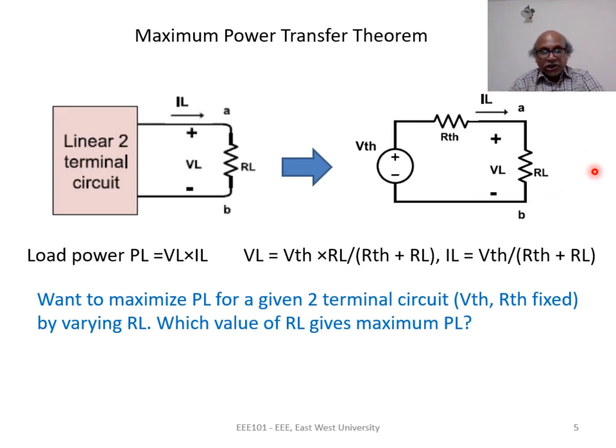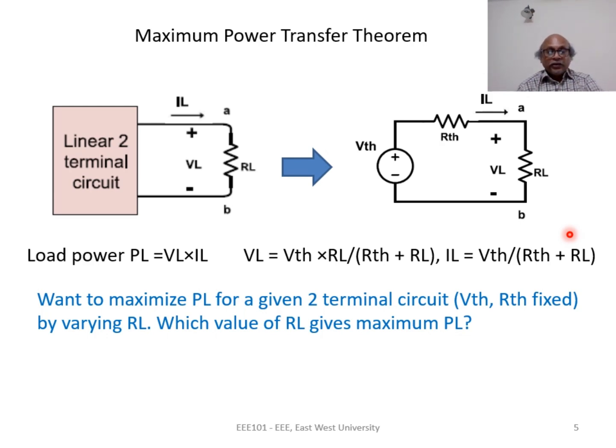So the question whose answer we are looking for is what value of RL will make PL maximum. We can vary a resistance from its minimum value 0 to its maximum value infinity. In this range, what value of RL makes PL maximum? That is what we want to find out.